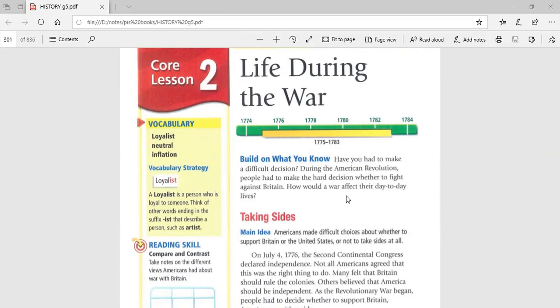Now guys, the Revolutionary War started, the Revolutionary War between Britain and America. The first title we have today is Taking Sides. What is the meaning of that?